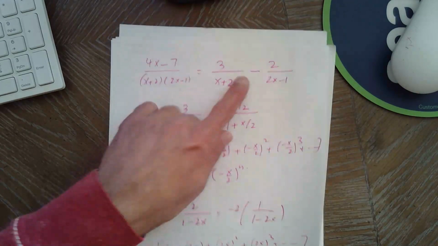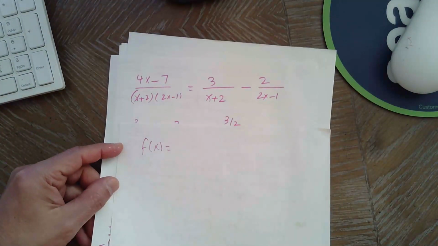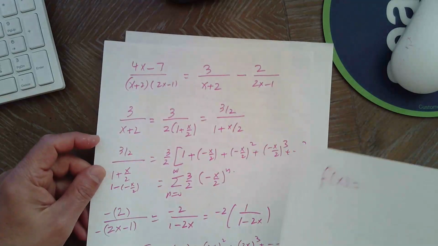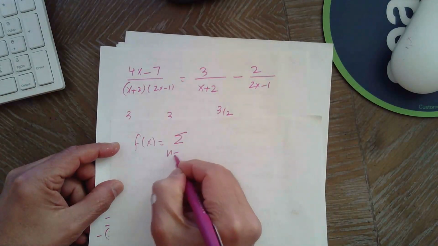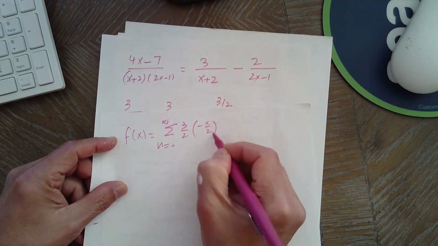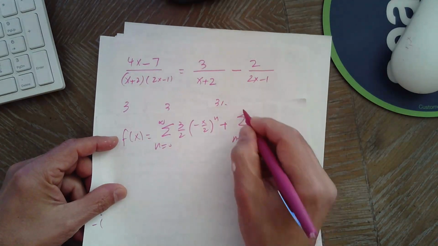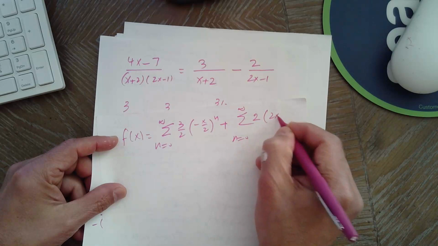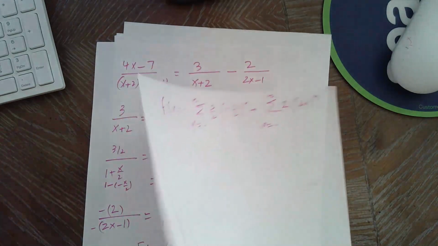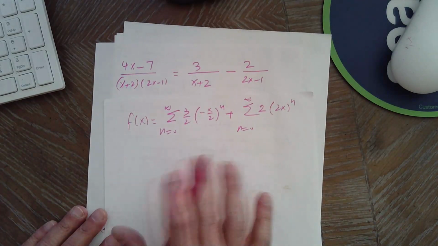Now you have a minus there, so you're going to get a plus. So f of x would be written as the sum of these two, which is the sum n equals 0 to infinity of 3 over 2 times negative x over 2 to the n, plus the sum from n equals 0 to infinity of 2 times 2x to the n. We can combine them like I did. You can see how I combined them.